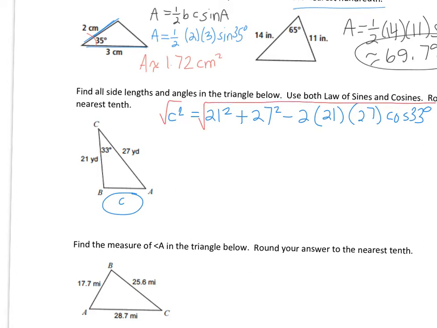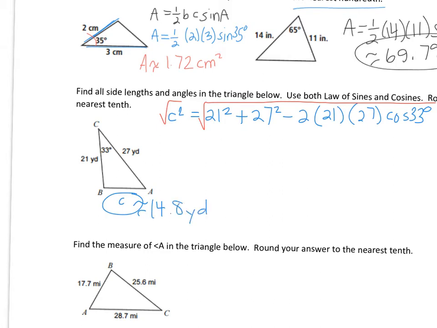So in my calculator, I'm going to do square root and then parentheses, keep this all underneath the square root. And I'm going to round it. So this C is approximately equal to 14.8 if I round to the nearest tenth, yards.